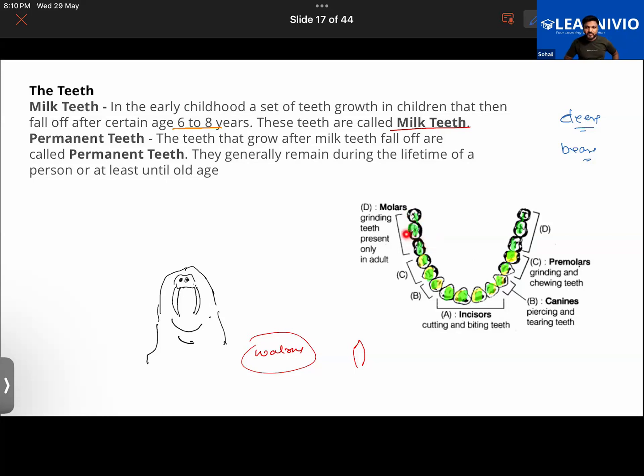Some people call them wisdom teeth. My teacher said it will grow in the mid-20s. Mid-20s, correct. So right now it will not be present in your jaw.